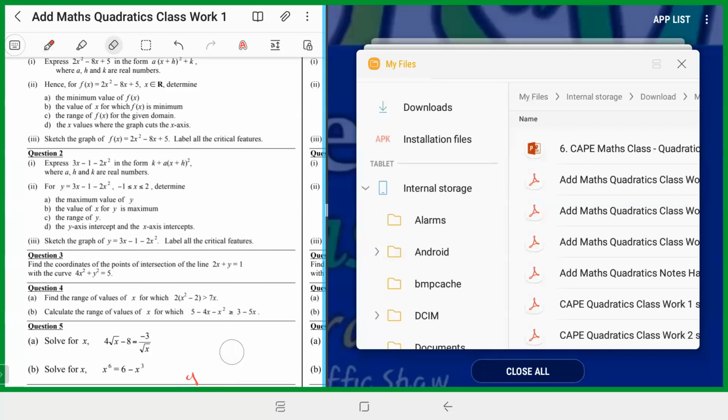This one, if I multiply 2 by root x, I'm going to get 4 root x. I'm going to get 4 root x squared minus 8 root x plus 3 equals 0. That's a quadratic. One variable is root x, so I can write it as 4y squared minus 8y plus 3 equals 0. It's still a quadratic equation. You just make y equal root x.